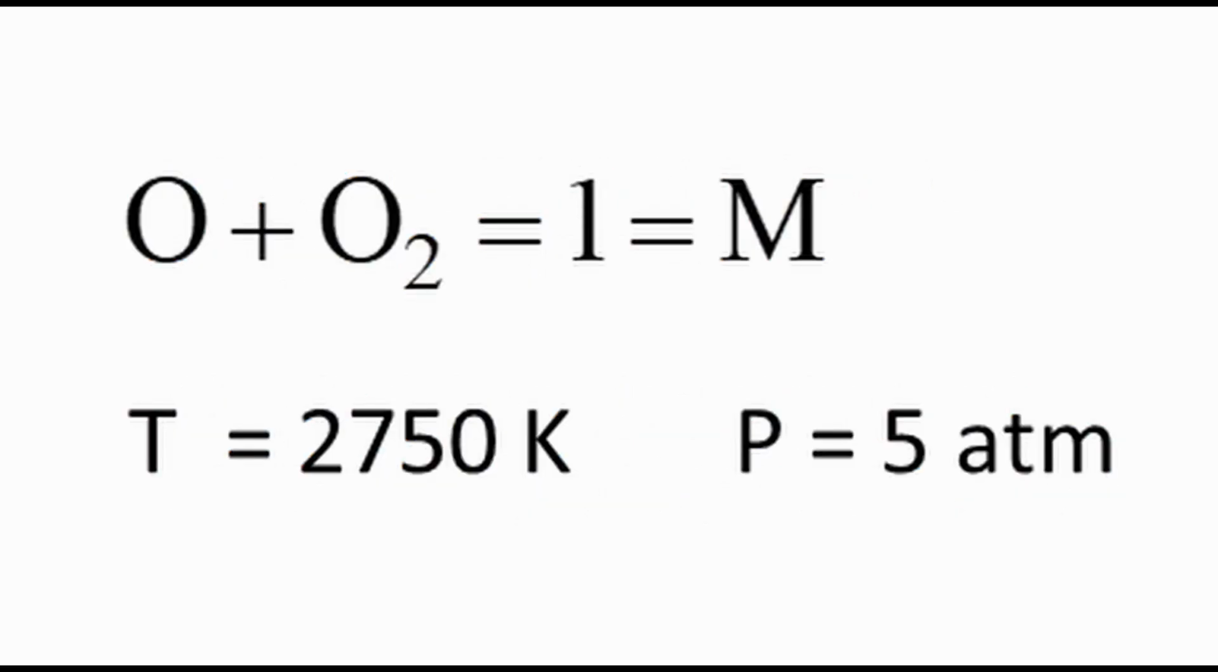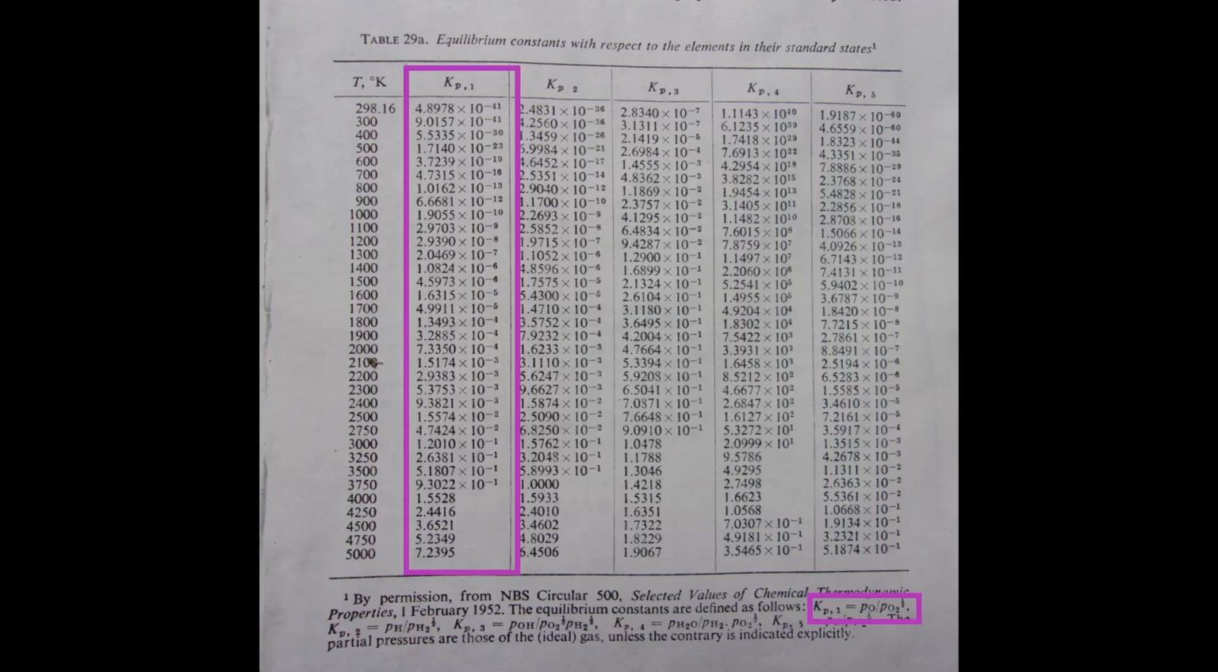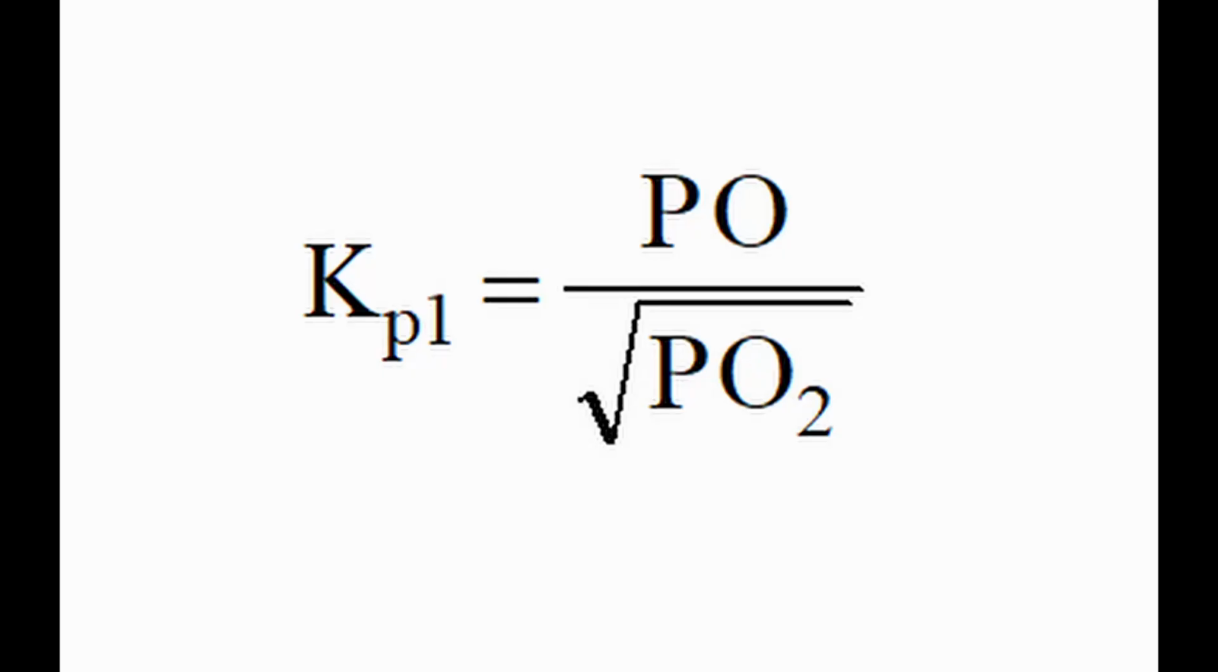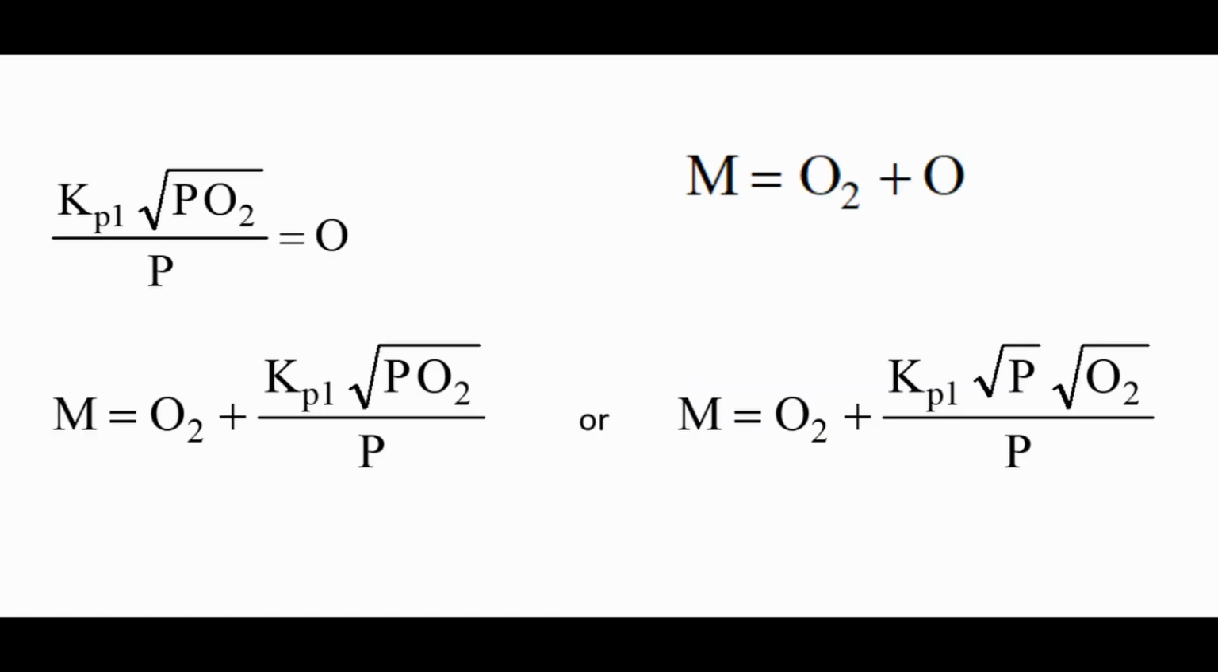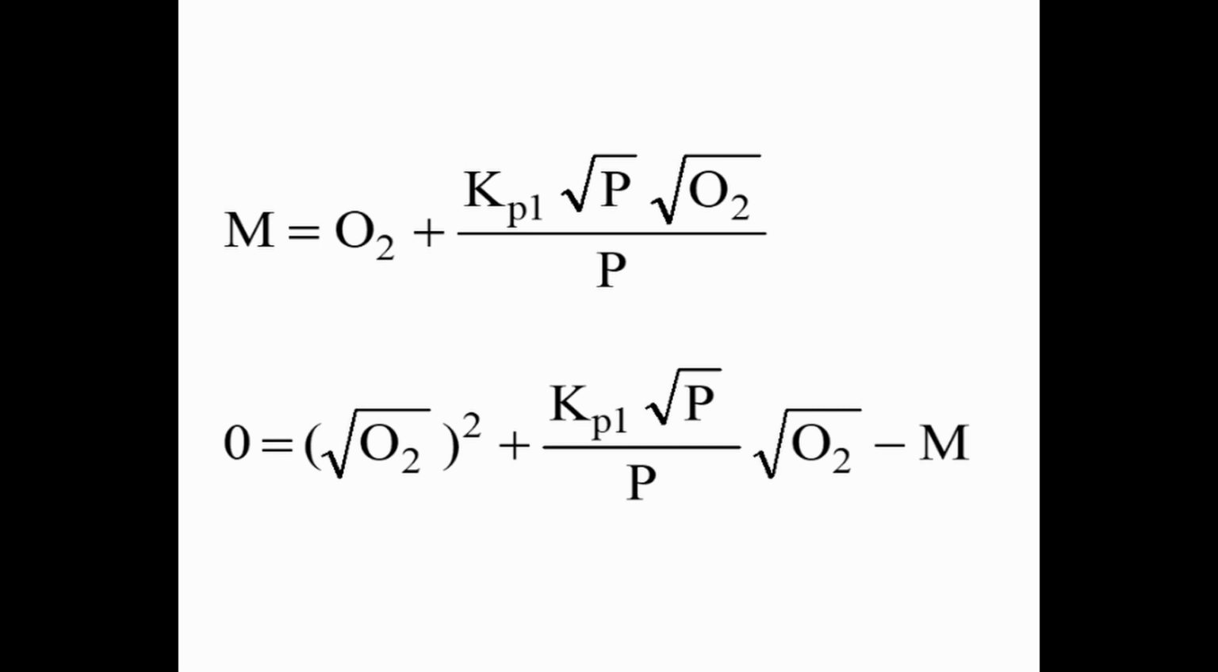First, we know the number of oxygen atoms, O, plus molecular oxygen, O2, equals 1 mole. We can say that M equals 1 mole. To find the ratio of free oxygen O to molecular oxygen O2, we use the Kp1 column. We can arrange the Kp1 formula to solve for O. We know that M equals O2 plus O. We can rewrite M in terms of just O2. We can rearrange to set the whole equation equal to 0.